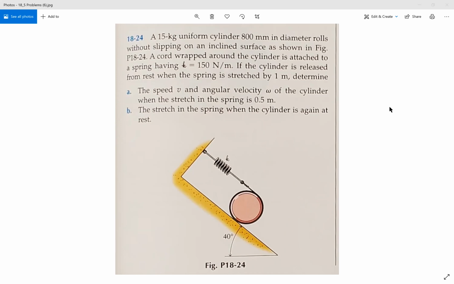Okay, so at least visually, this problem doesn't have too much that we have to think about. There's one spring connected at the top of the cylinder by a string, and it's on a ramp at 40 degrees. So really, it's just interpreting the visuals and setting up the mathematics. So let's take a look at this. Let's first start with the free body diagram.